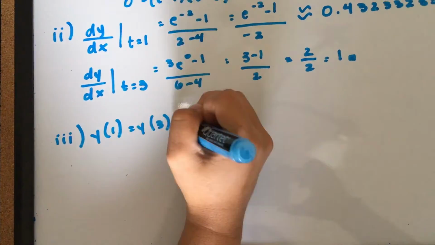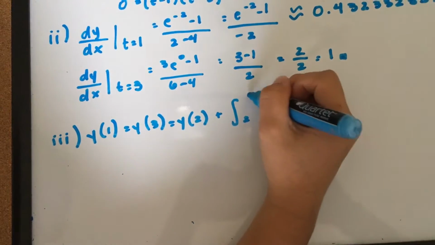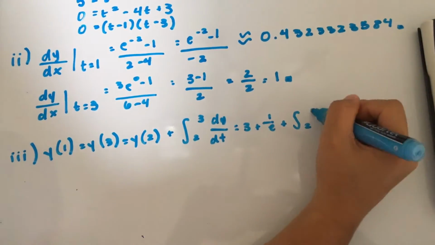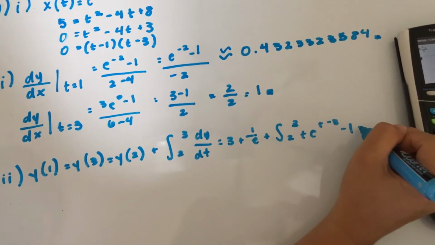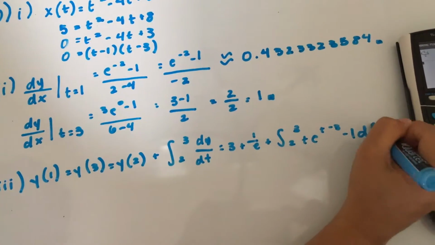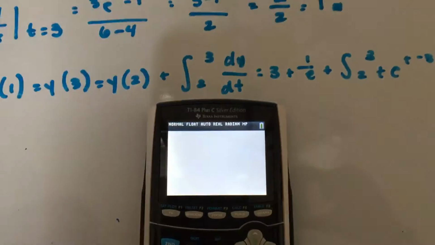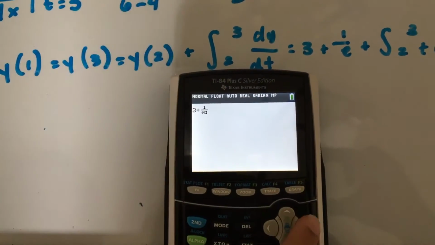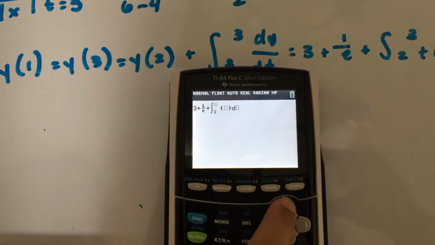Lastly, we have to find the y-coordinate of that point, given what y of 2 equals. So we know that y of 1 is equal to y of 3. So we just plug in y of 2 plus the integral from 2 to 3 of dy by dt. Using our handy dandy calculator, we just plug that in and we find our final answer.